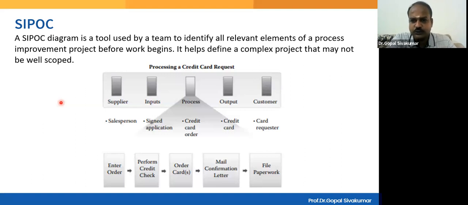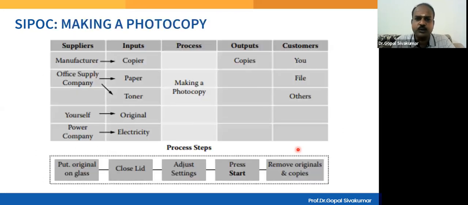Now when you actually visualize the process, there are only 5 steps involved in the credit card ordering process scoped in this project, starting from the order entry, and then performing the credit check, whether the candidate who applied is eligible for the credit card or not, and then the credit card is ordered, and then the mail confirmation is sent to the card requester, and then the documents are filed. And so only this much of the process is considered in scope, and this process is considered for improvement.